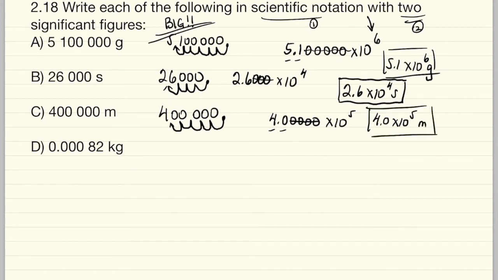In this next problem, we have a decimal place already existing. We want to count how many times to move that. 1, 2, 3, 4. So we would write 8.2 times 10 to the minus 4. Remember, for small numbers, you're going to have negative exponents. This is less than 1. It's a very tiny number. So we have a negative exponent.